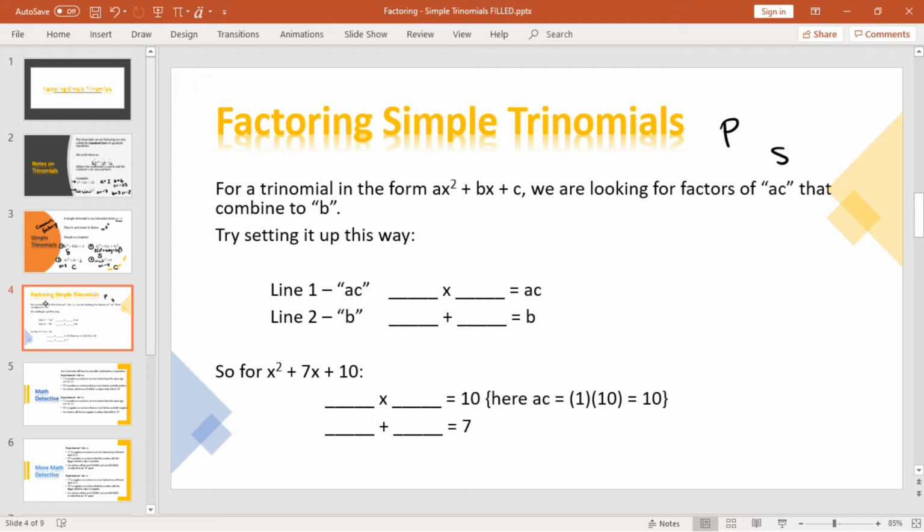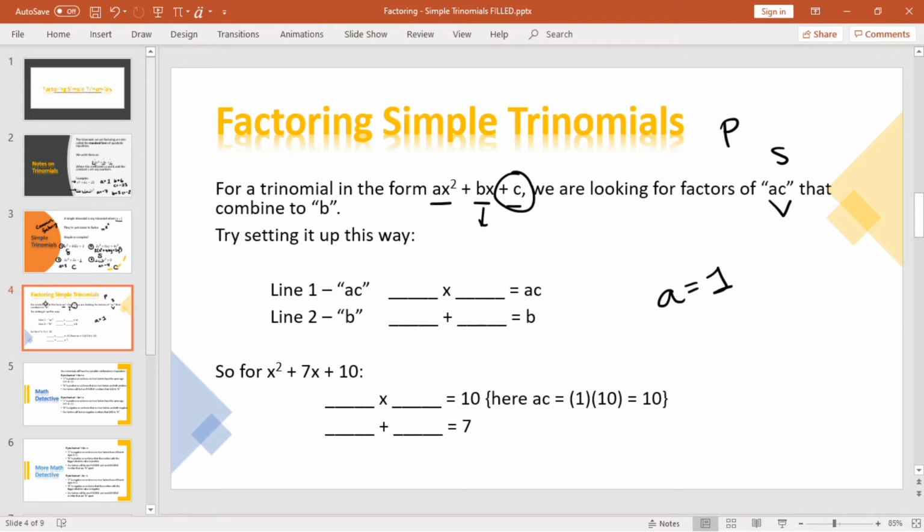So if you're given a trinomial and you have ax squared plus bx plus c, and we're going to say a is 1, we're going to look for factors of ac. And when I say ac, or the ac line, that means a times c. Now, in simple trinomials, a is always equal to 1. So the AC line really is just whatever c value you see there. And the b line just takes the b from there.